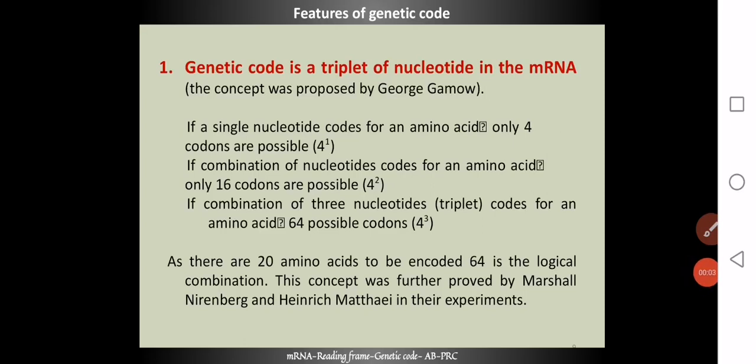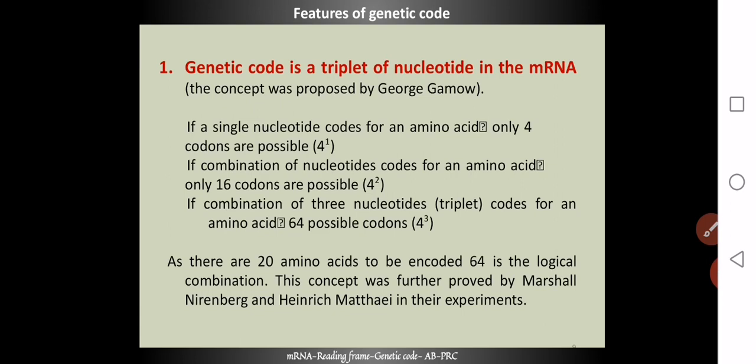Now we will see the basic features of genetic code. We know that genetic code is a nucleotide sequence within the mRNA molecule. So the first feature of genetic code is that it's a triplet nucleotide in the mRNA. It's a triplet sequence. All right.